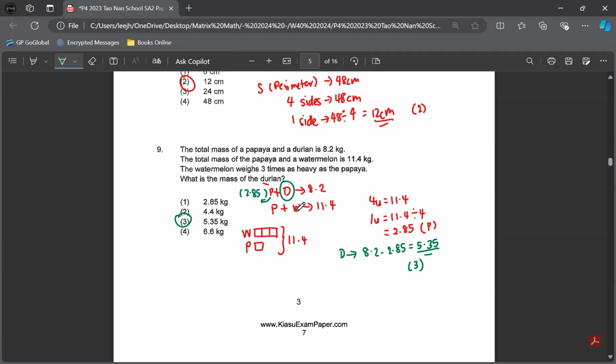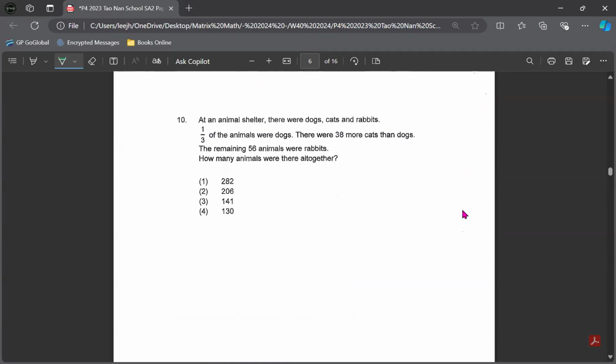Okay, question number 10. At an animal shelter, there were dogs, cats, and rabbits. 1/3 of the animals were dogs. There were 38 more cats than dogs. The remaining 56 animals were rabbits. How many animals were there altogether? So we know that we have a fraction of 1/3 that were dogs. So we're going to draw 3 units and label 1/3 of them dogs. So this is dogs.